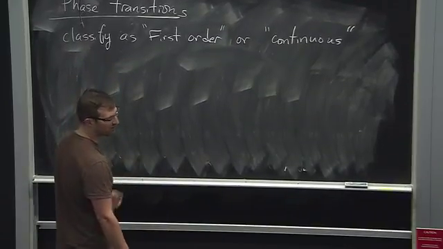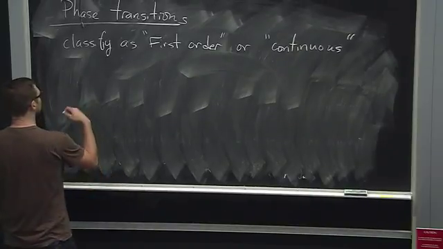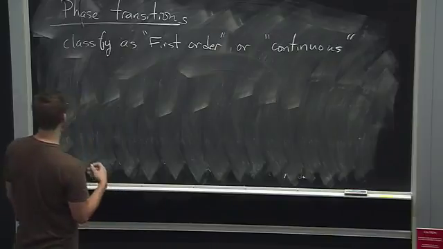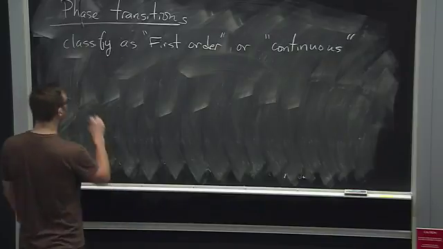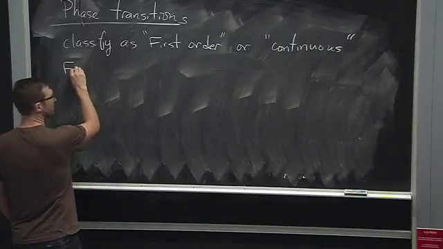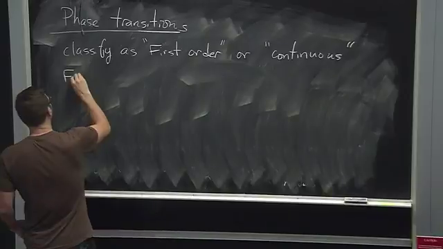So first order is just characterized by a discontinuity in the order parameter. If you're doing an experiment on the magnetization of a ferromagnet, some nickel compound, like I mentioned last time, then you'll see a discontinuity in the thermodynamic limit. So, in the real system of 10 to the 23 particles, say.